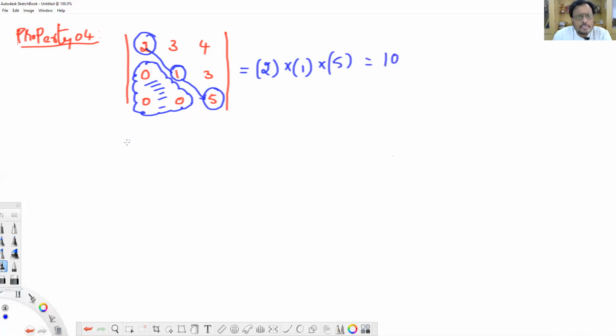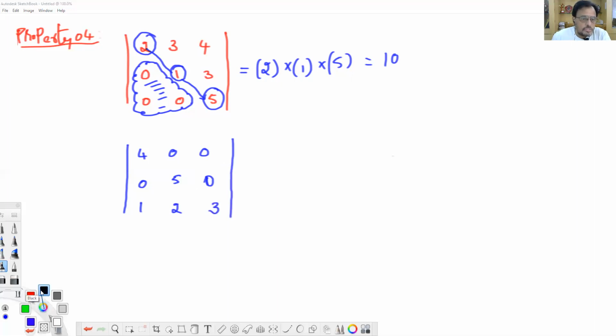Any one side, it may also be like this. Suppose 4, 0, 0, 0, 5, 1, and this is 0, 1, 2, 3.